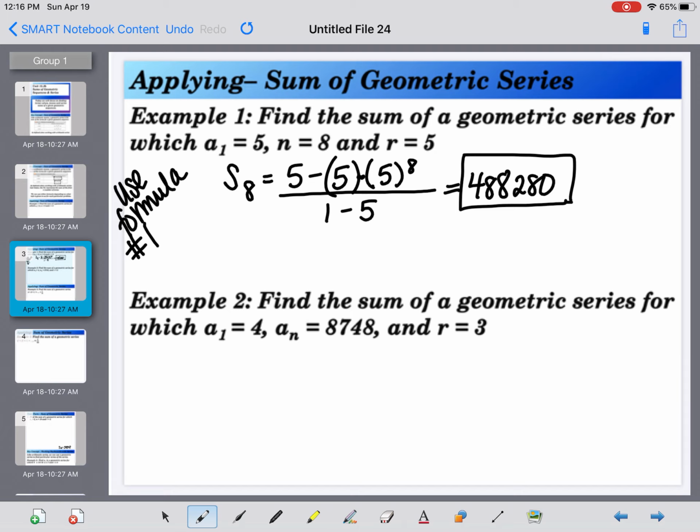Example number 2. We're given the a sub 1, the a sub n, and the common ratio. Pause your video. Which formula are we going to use? Hopefully you came up with formula number 2, because we're given the a sub 1 and the a sub n. So rather than having to do a two-step problem here and solve for the n, the number of terms, we're just going to use the other formula.